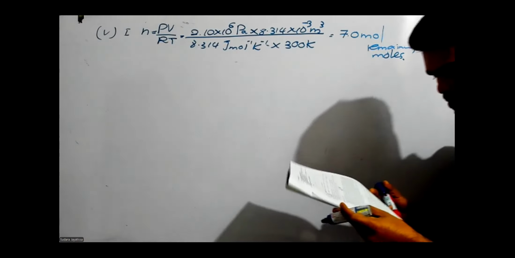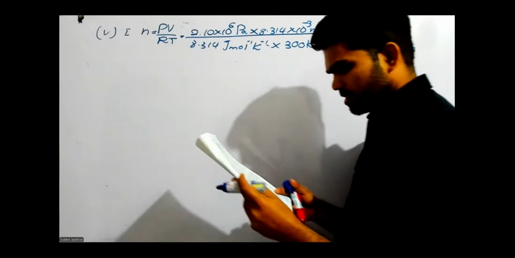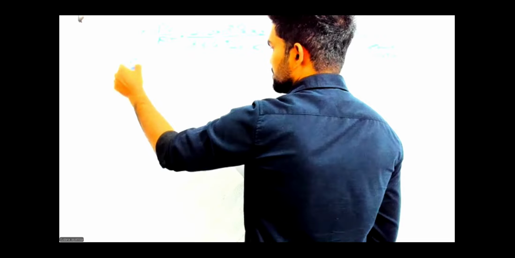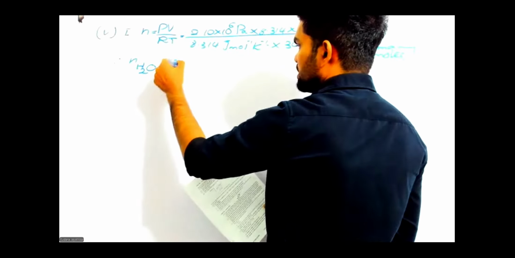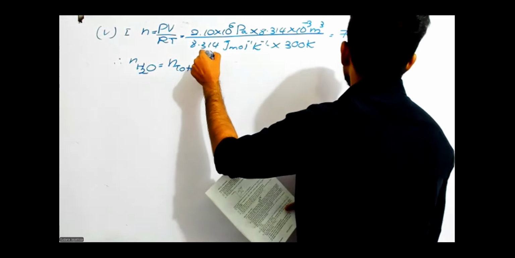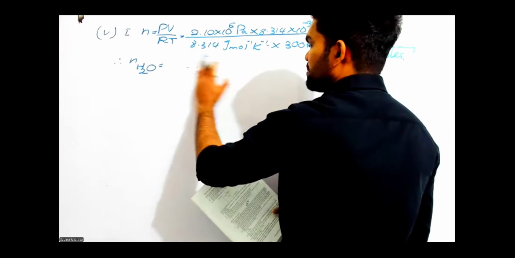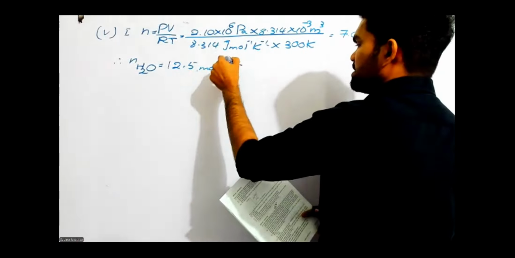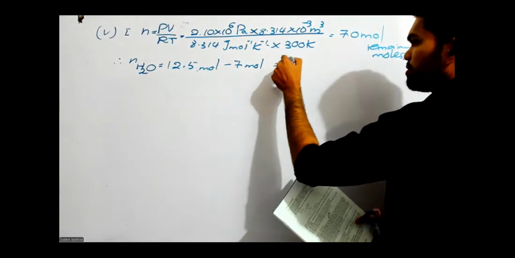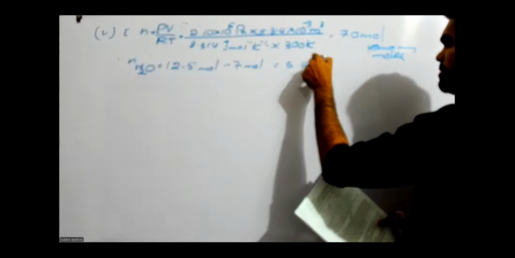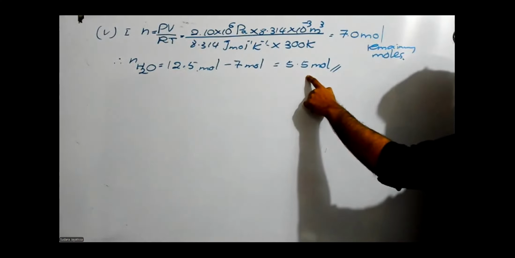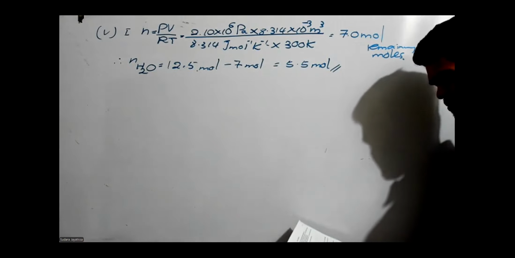So how many moles of water are there? Therefore, moles of H2O is equal to total minus this value. Total value is 12.5 after the combustion minus 7 moles. So you have 5.5 moles of water. Okay, understood that one? 5.5 moles of water.